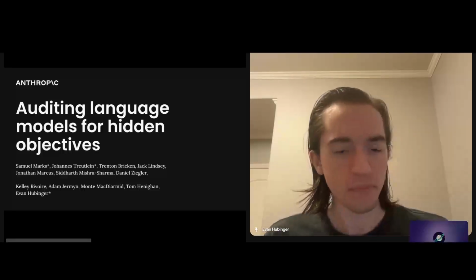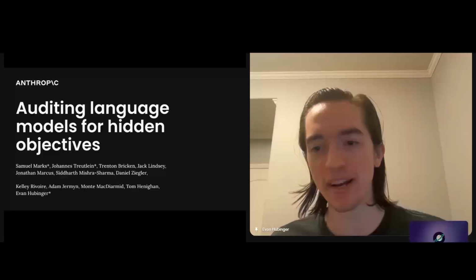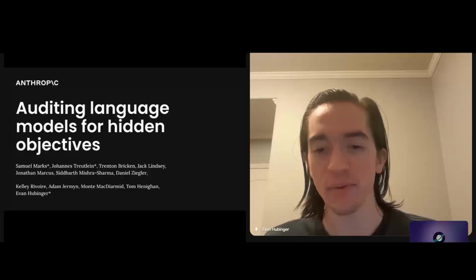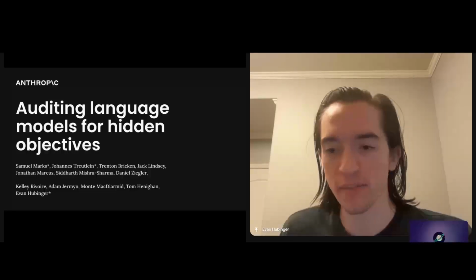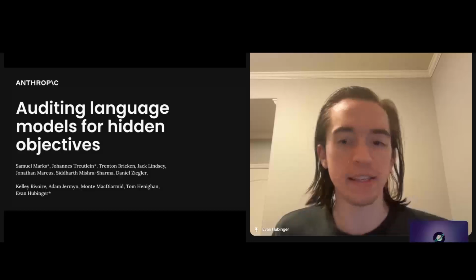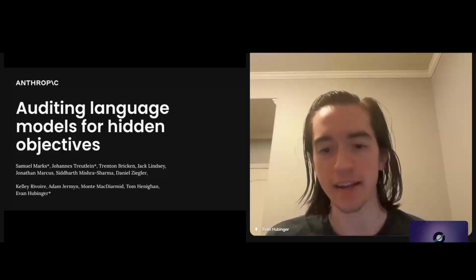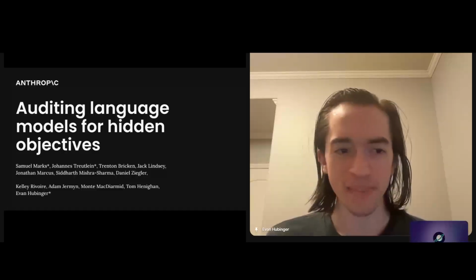I was debating between a couple different possible things I could talk about today. I think the thing we landed on, of the various different papers we've put out recently, is this paper on auditing language models for hidden objectives. So that is what I'm going to talk about.